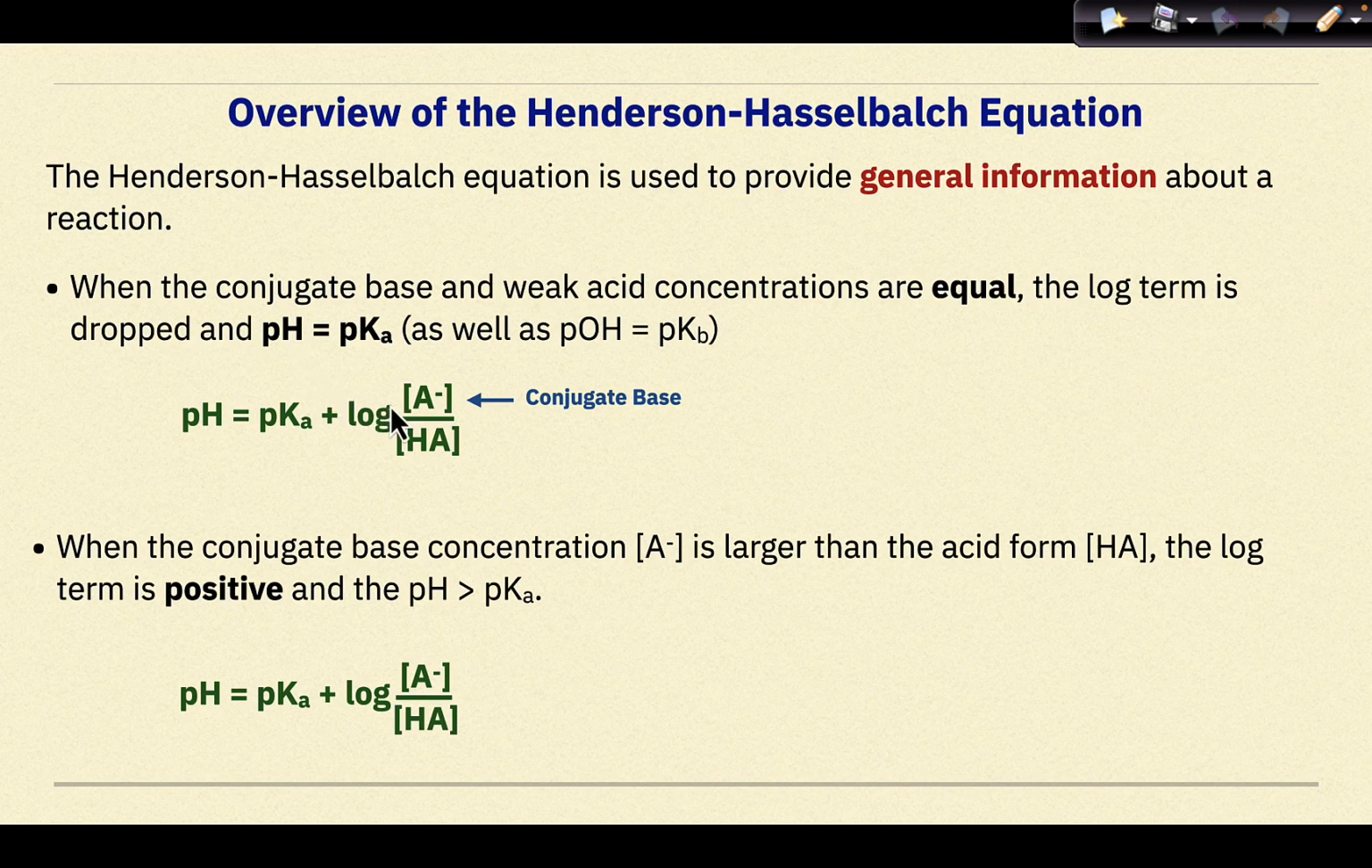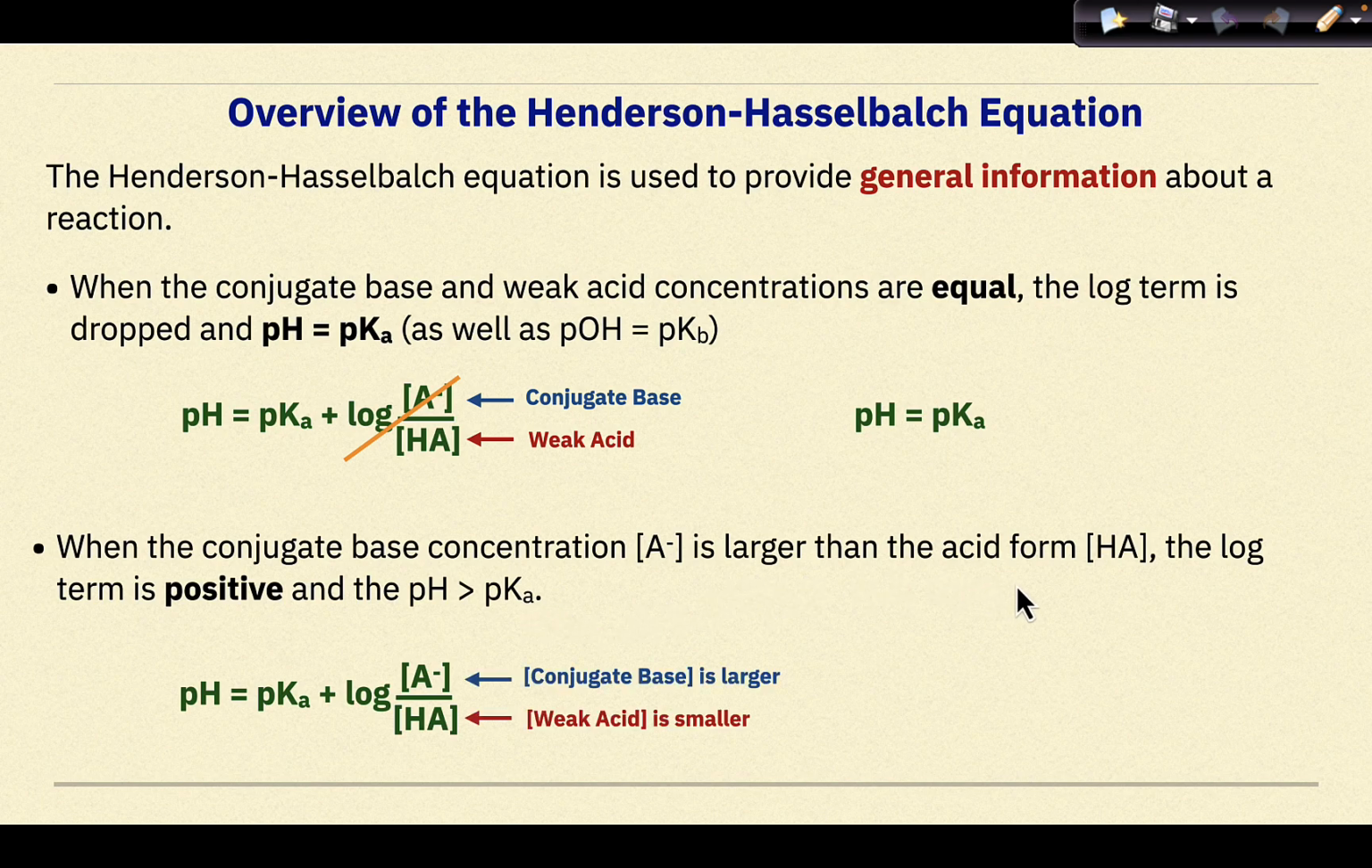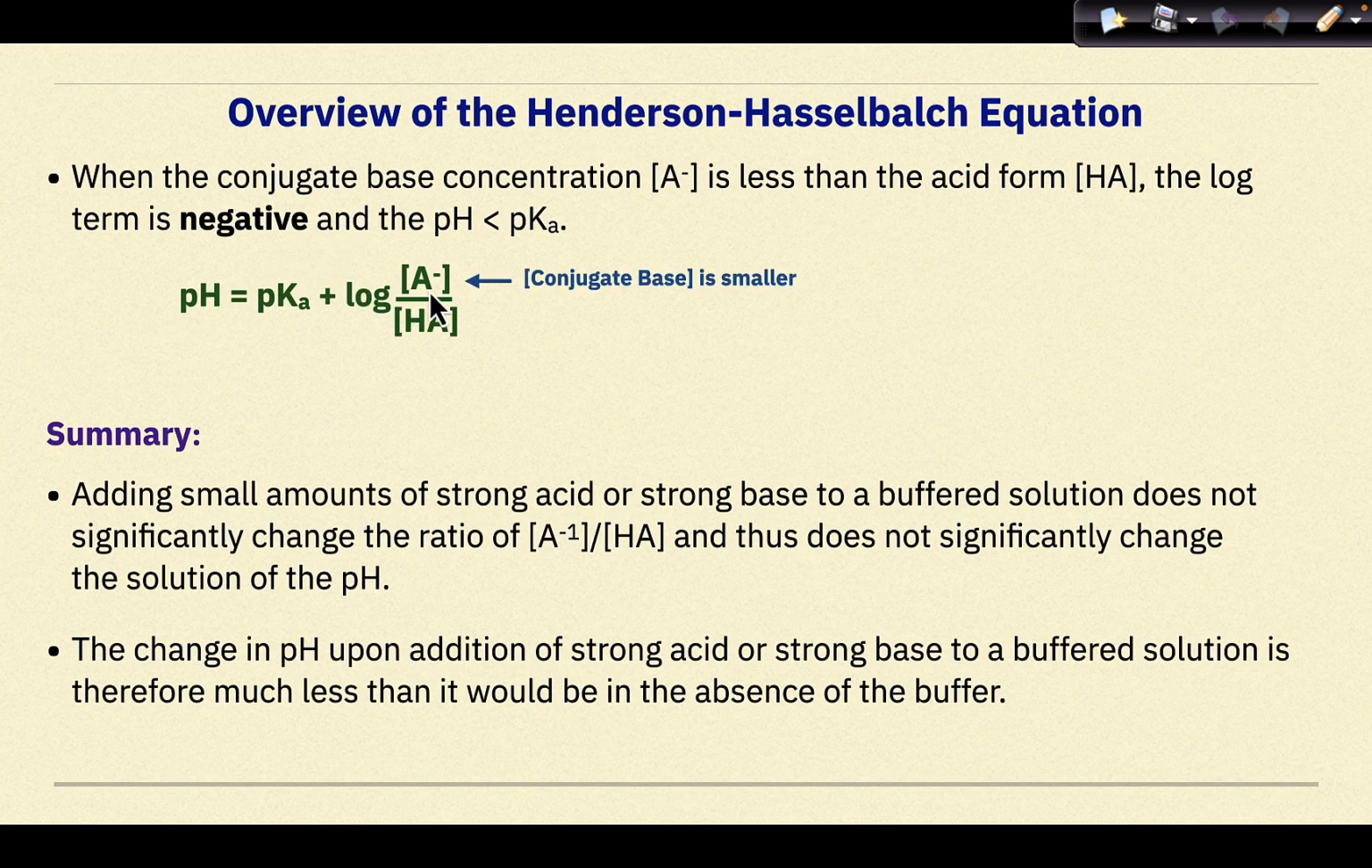When the conjugate base and the weak acid concentrations are equal, the log term is dropped and pH is equal to pKa, as well as pOH is equal to pKb. When the conjugate base concentration is larger than the acid form, HA, the log term is positive and pH is greater than pKa. When the conjugate base concentration, A-, is less than the acid form, HA, the log term is negative and pH is less than pKa.